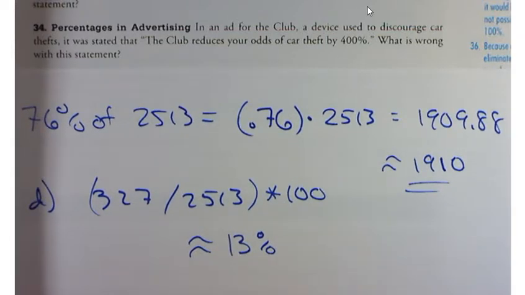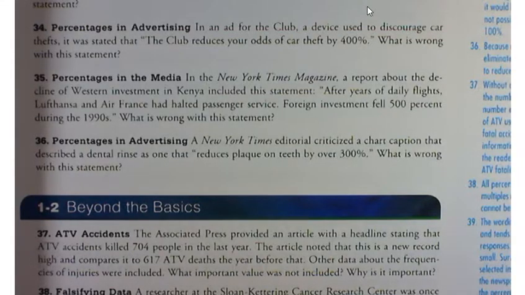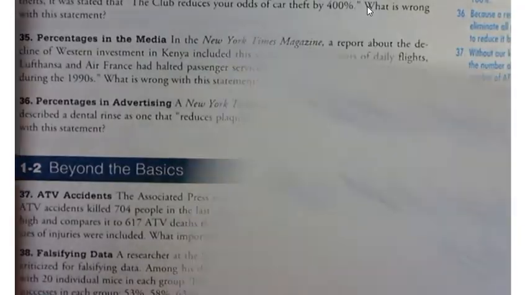Let's do one last one in the form of critical thinking. In an ad for the Club, a device used to discourage car thefts, it was stated that the Club reduces your odds of car theft by 400%. Is anything wrong with that? What's the most that you could decrease something? 100%, yeah. You can't decrease it more than 100%. Once you've decreased it 100%, there's nothing left. So, yeah, that one's a little bit off. Somebody in the ad department needs to take a math class, preferably stats.